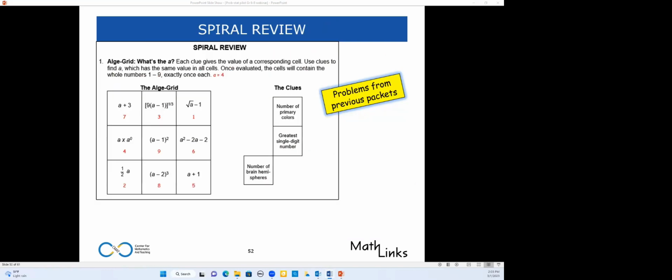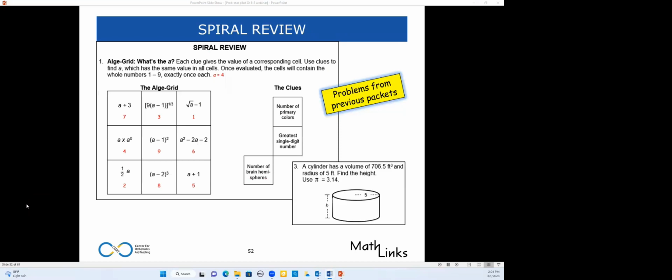Every packet has a few spiral review pages, so students can strategically revisit important topics from previous packets throughout the year. Here you'll actually notice that our algebra review is set into a puzzle format.